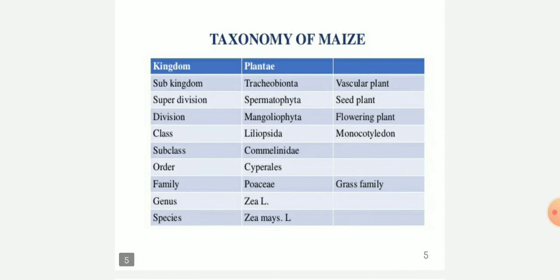The taxonomy of maize: kingdom Plantae, subkingdom Tracheobionta, superdivision Spermatophyta, that is seed plants, division Magnoliophyta, class Liliopsida, subclass Commelinidae, family Poaceae, genus Zea, and species Zea mays.